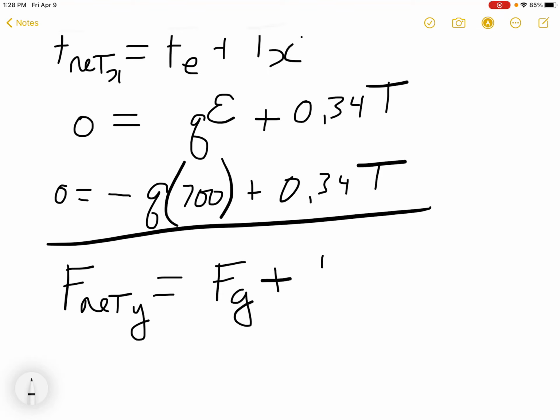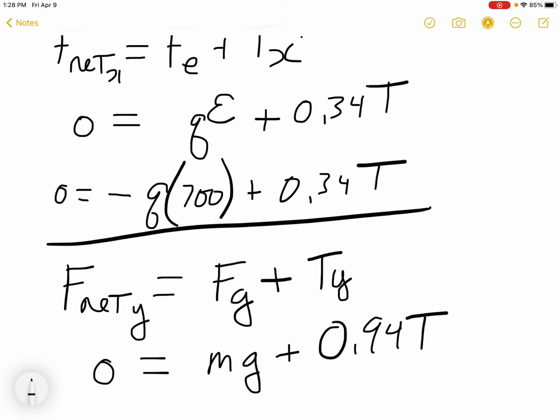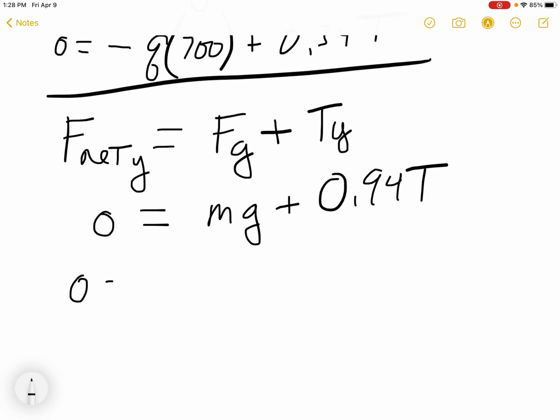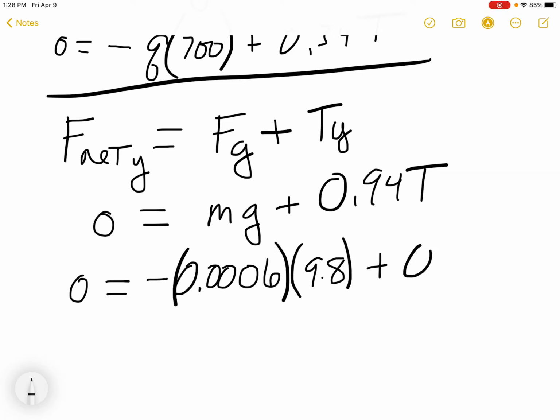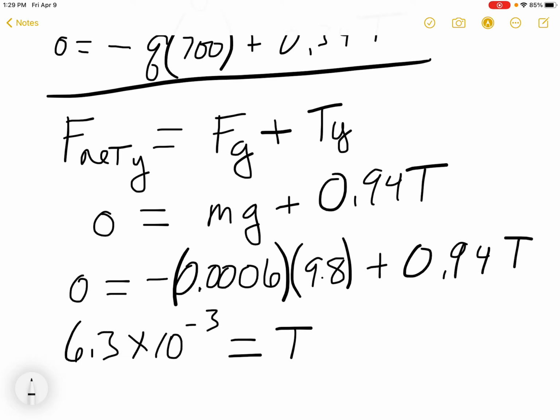Fg plus Ty. Again, it's a 0. This will be mg, and this will be the T cos 20, or the 0.94 T. Now that was an up force, but the gravity is a down force. So when I put in my numbers, once again, have to be careful, negative, the mass 0.00006.6 grams multiplied by 9.8 plus 0.94 T. So T will come out to, when I do all that math, 6.3 times 10 to the negative 3. That's the tension. That'd be newtons, right?